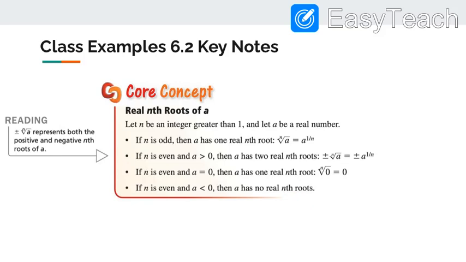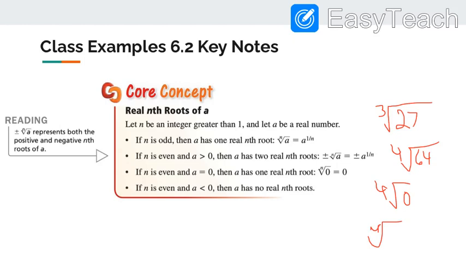So here's an example of each one. The first one would be like the 3rd root of 27. The next one, we're talking even roots here, the 4th root of 64. Another one would be like the 4th root of 0 or the 4th root of -16. So again, this one here on the bottom would have no real roots. This one would have 1 real root, this would have 2 real roots, this one would also have 1 real root on top.